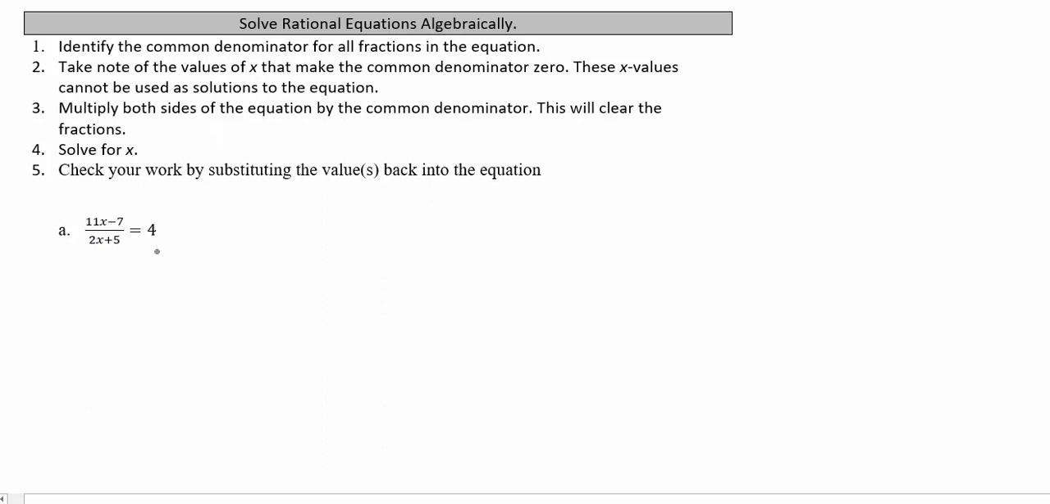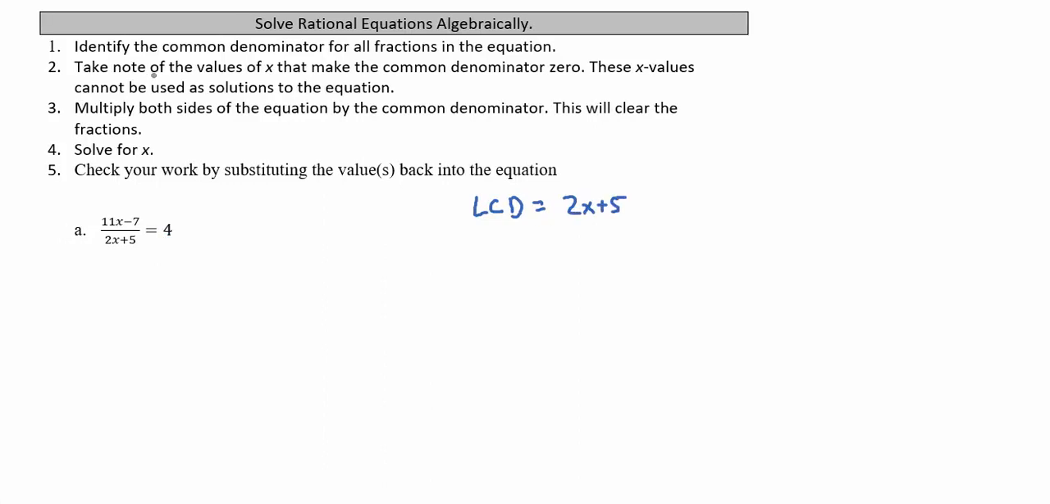So for example, it says identify the common denominator of all the fractions. You can think of the number 4 as a fraction if you write it over 1. So this denominator is 2x plus 5, and this denominator is a 1. So my least common denominator would simply be 2x plus 5.